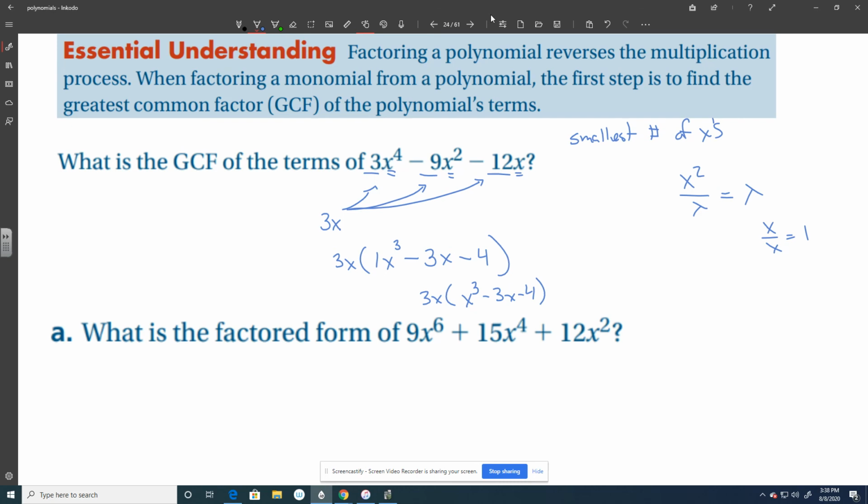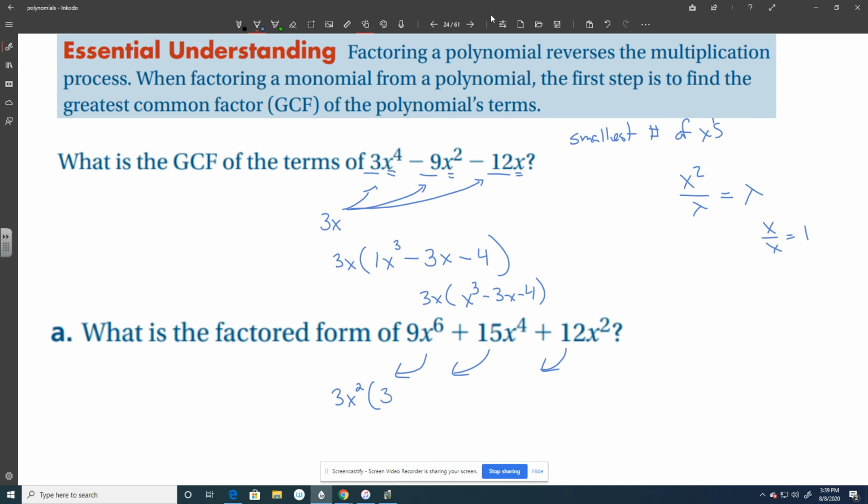What's the factored form of 9x to the sixth plus 15x to the fourth plus 12x squared? So again, I want to pull something out of all of these and put it in front of my parentheses. So I look at the numbers first. 9, 15, 12. Well, I can pull out a 3. And x to the sixth, x to the fourth, x squared. X squared is my smallest x. So that's all I'm going to be able to pull out. So I can pull 3x squared out of each of these terms and move it back in front of the parentheses. So 9 divided by 3, that's 3.